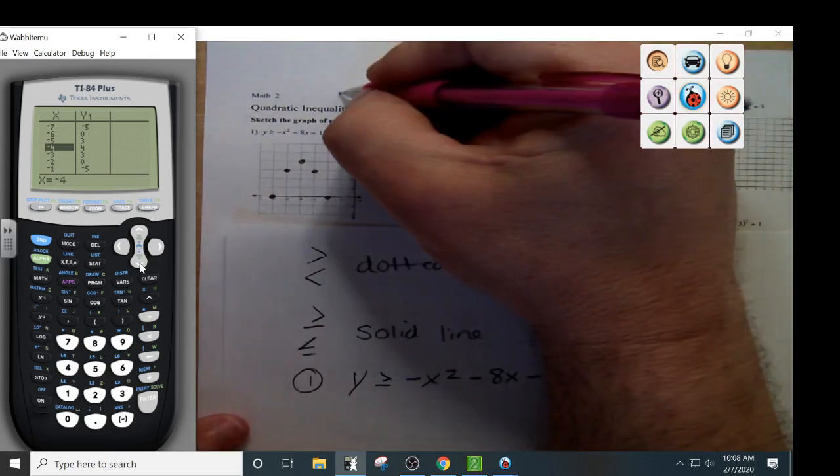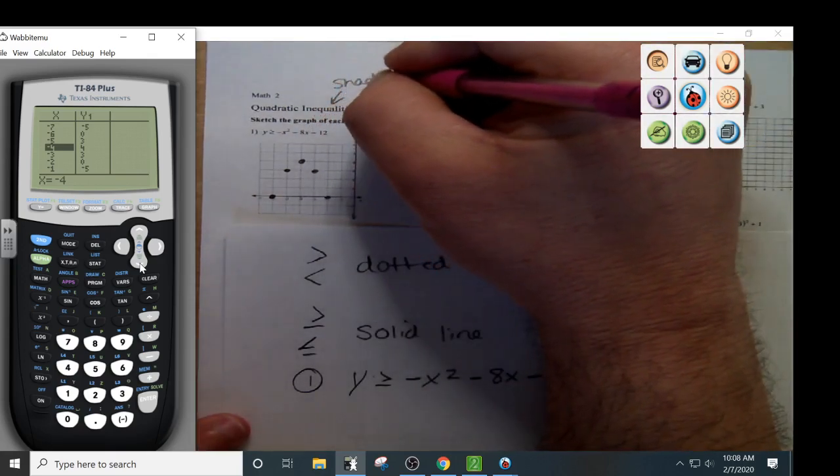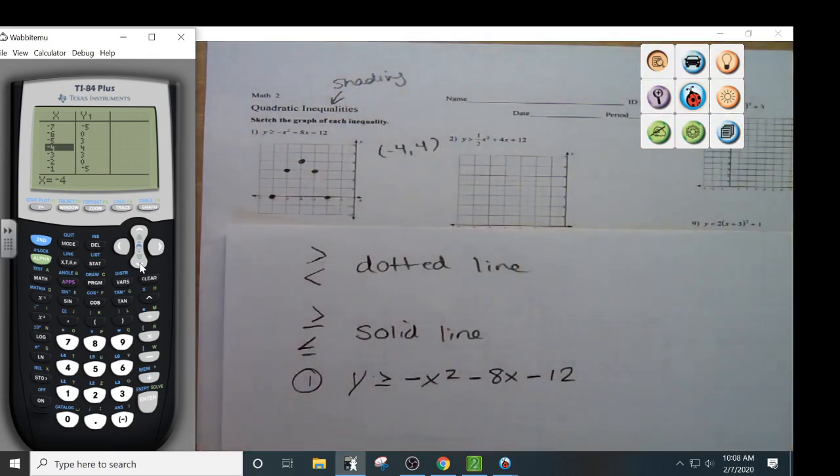Anytime you see this word inequalities, you know you're going to be doing some type of shading of some sort. Yeah, shading. I'll show you in a minute.